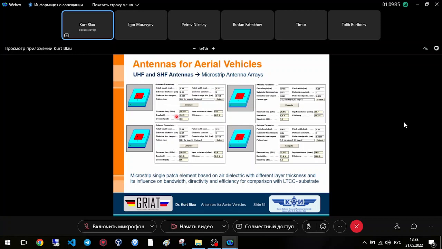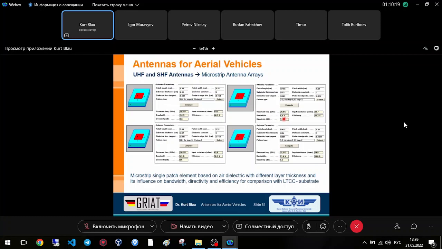But the effect we can see, at least in comparison, is that the bandwidth is also increasing if we make the patch thicker and thicker. But another effect is that if we choose air or vacuum as the dielectric, then we have a higher bandwidth at the starting point. You can see this here. And here, in case of twice the thickness, we have 5.3%, 3 times the thickness, we have about 9.3.